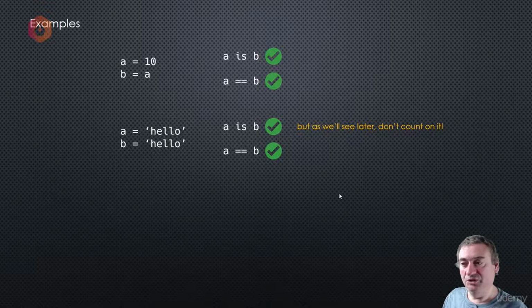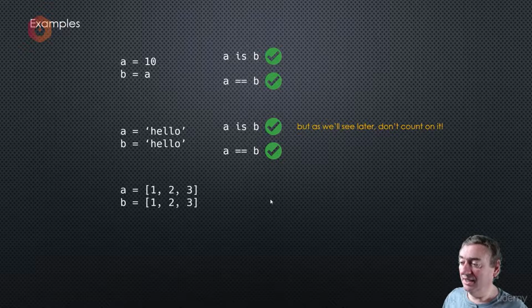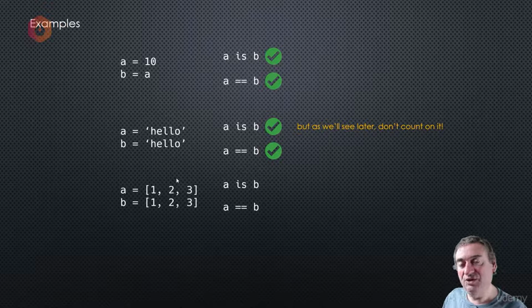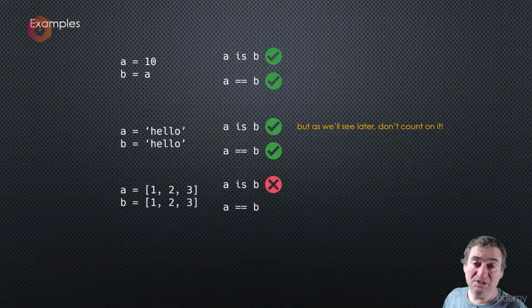So A equals B will return true, and in this case only, A is B will also return true. But if this was a different string, A is B might not return true, so don't count on it. Now let's take a look at two mutable objects. We know that these will definitely be different memory addresses, right? These are mutable objects. So even though we've created them with the same values, Python isn't going to use a shared reference here. And so A is B will return false.